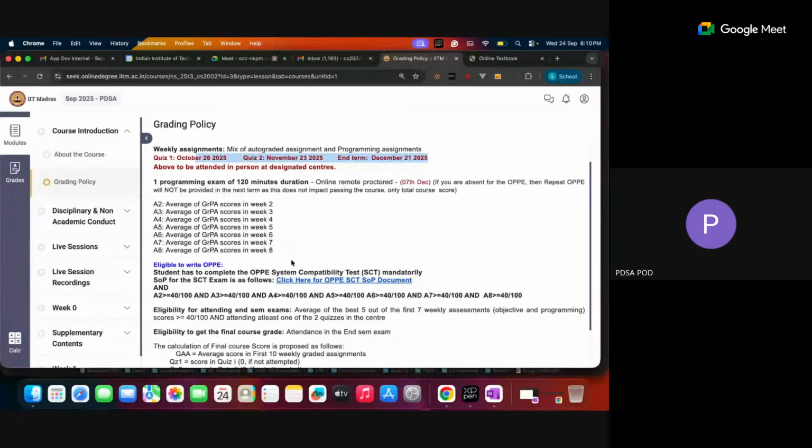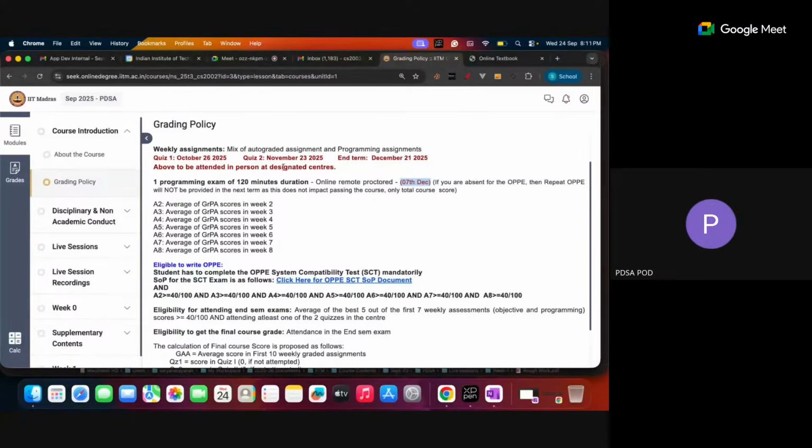And there is an OPP examination, like an online proctoring examination, scheduled on 7th December. You can say there is only one OPP. If you are absent for OPP, then a repeat OPP will not be provided in the next term. It does not impact the passing of the course, it only impacts the grading. If you attend the OPP examination, that is helpful to improve your grade, but it is not considered as a pass grade.